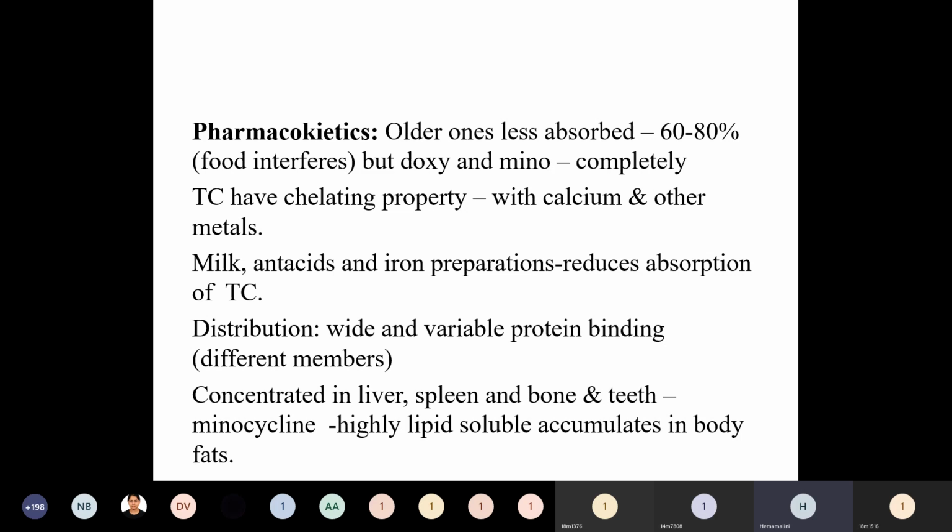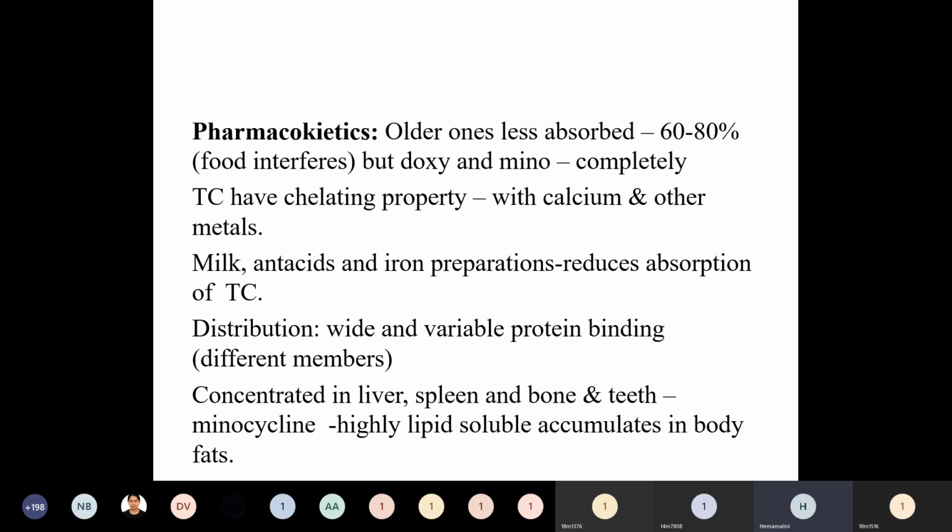One more important property of tetracyclines is that they have a chelating property with calcium and other metals. Regarding this chelating property, we'll discuss during adverse events. Milk, antacids and iron preparations reduce absorption of tetracyclines. So while administering these tetracyclines with milk, antacids and iron preparations, you should keep a gap of 2 hours.